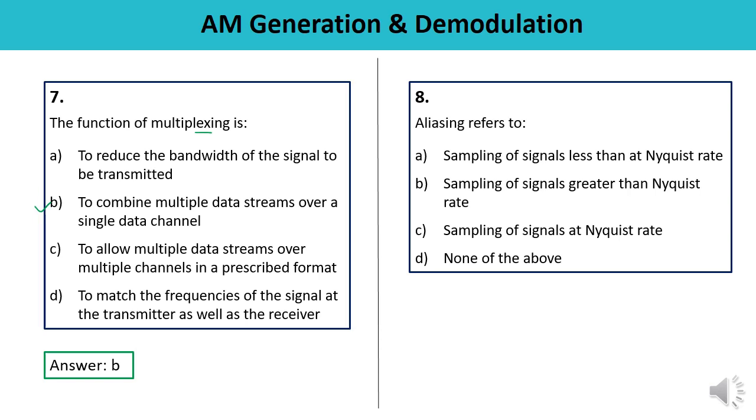Next is aliasing refers to what? See, aliasing is a problem, the thing which we have discussed in the case of sampling, and here when you are going to read out all the options, you will get to know that when the sampling of signals is less than the Nyquist rate, then aliasing occurs. It means here the answer is A.